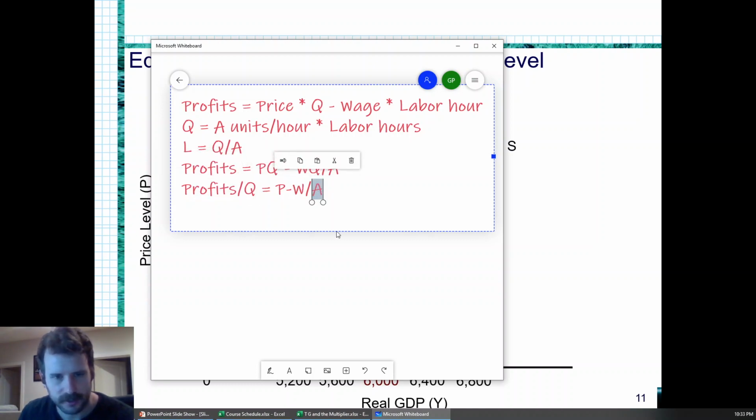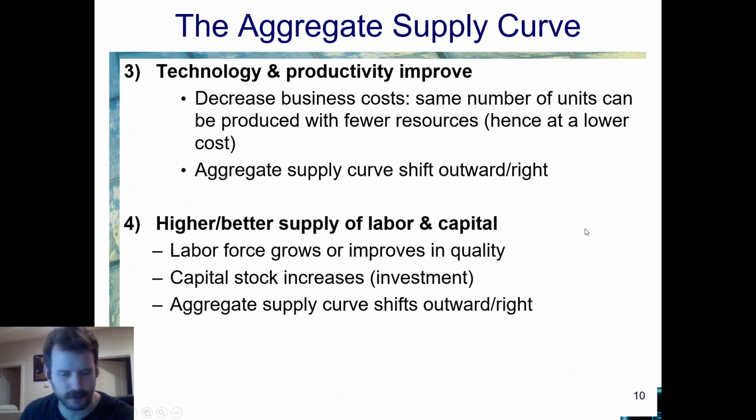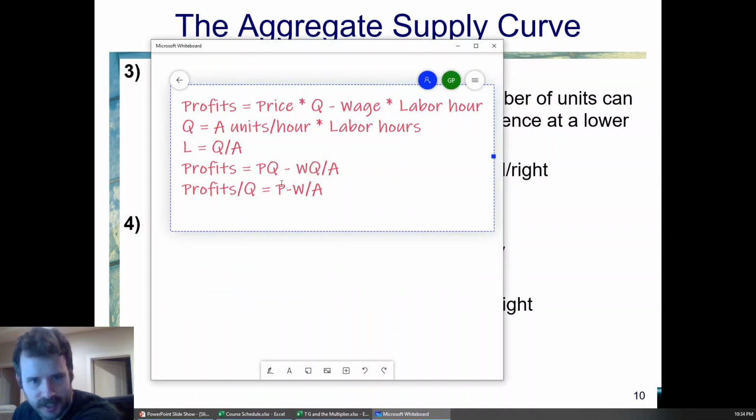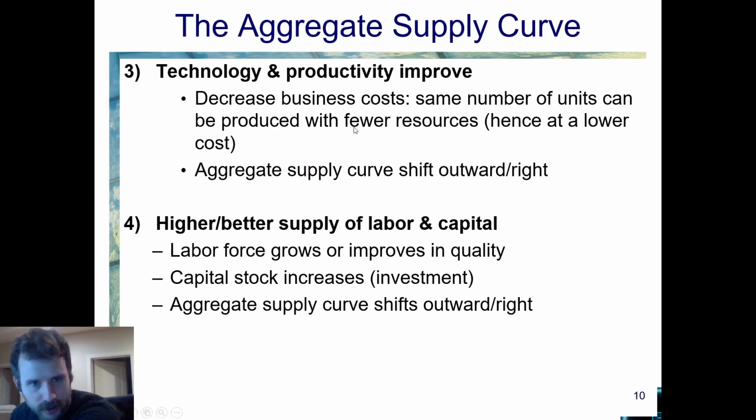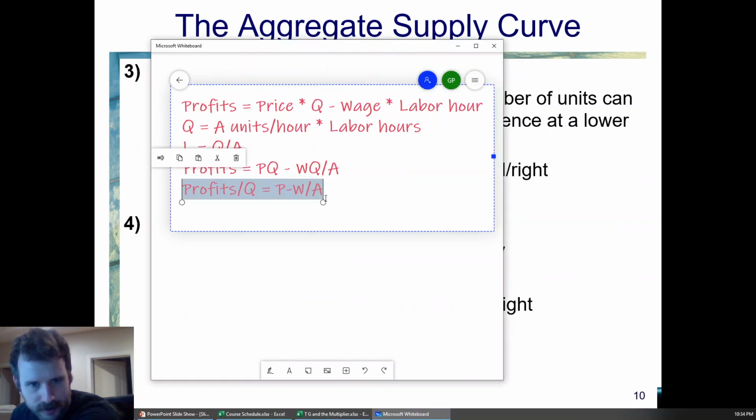As productivity goes up or technology goes up, your profits per quantity go up. And as price goes up, profits per quantity go up. So just like the shifters, if we look back for a second, they're basically determined right here. Everything you need to know about shifters is right here. Okay, so technology improves. That means A goes up. If A goes up, then this whole term goes down. If this term goes down, then profits per quantity go down.